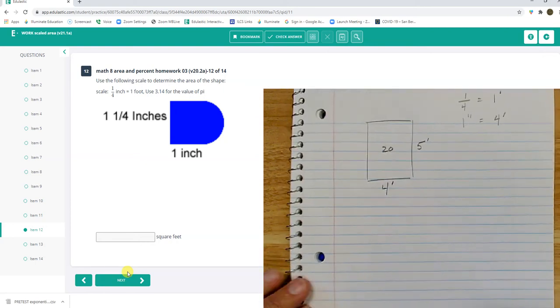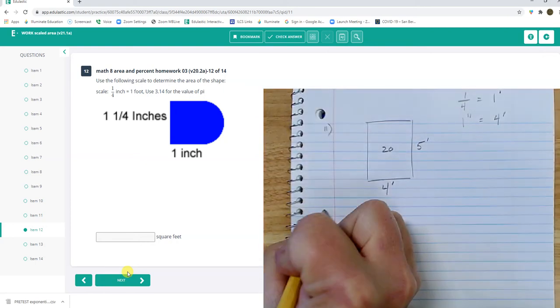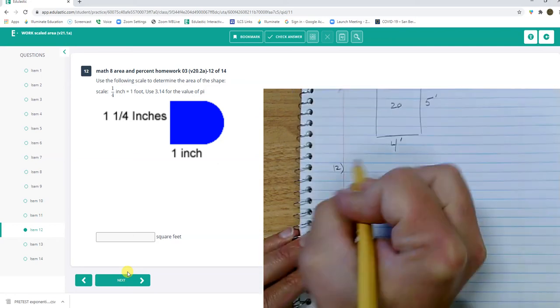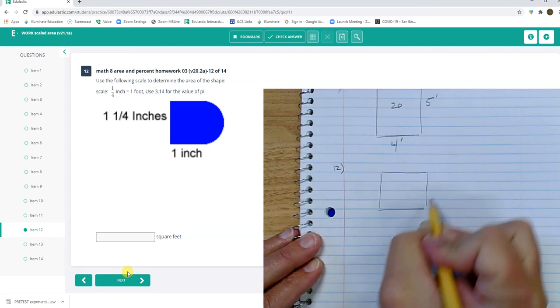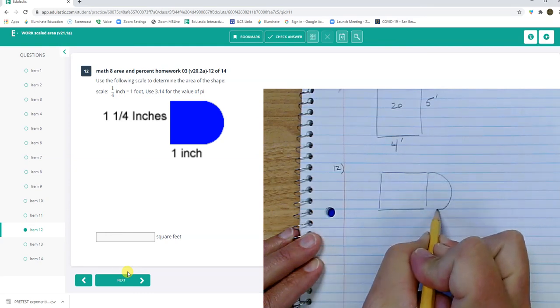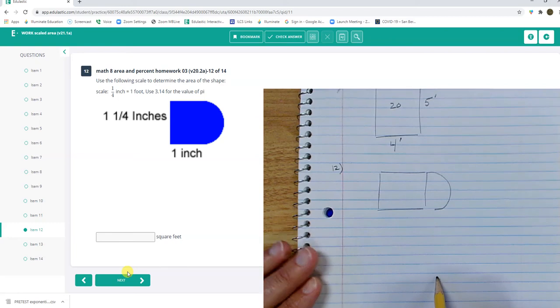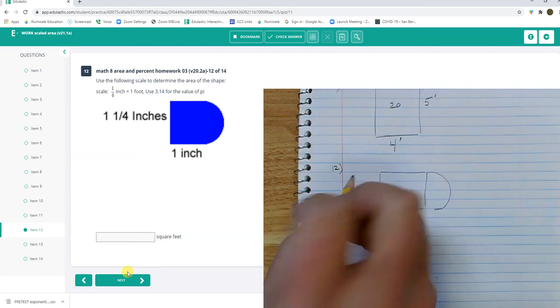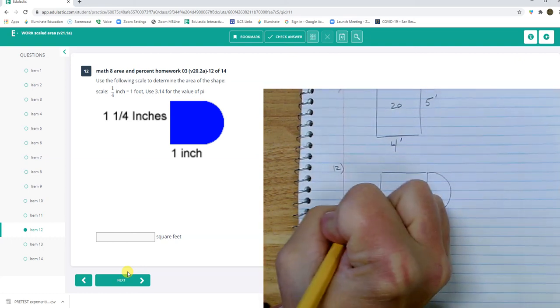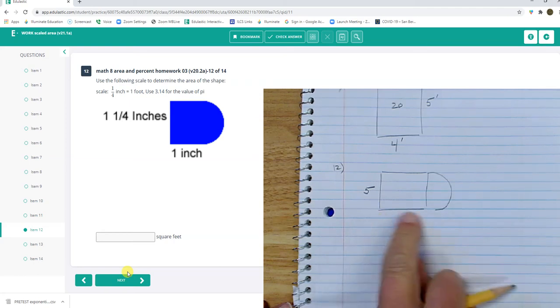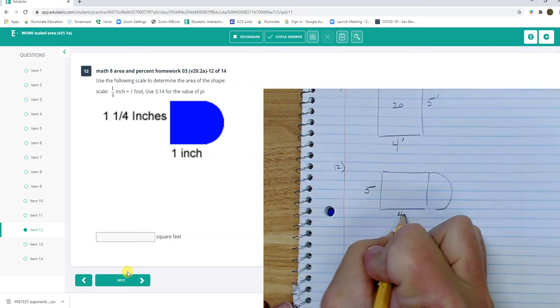Let's see, what number was that? That was number 11. All right, 1/4 of an inch equals 1 foot, that's the same scale. So 1 inch equals 4 feet. So this is 1¼ times 4. So this is 5. This is 1 times 4. So this is 4.